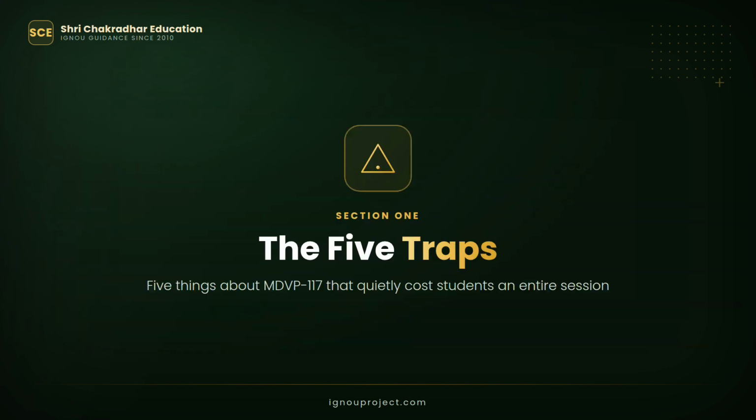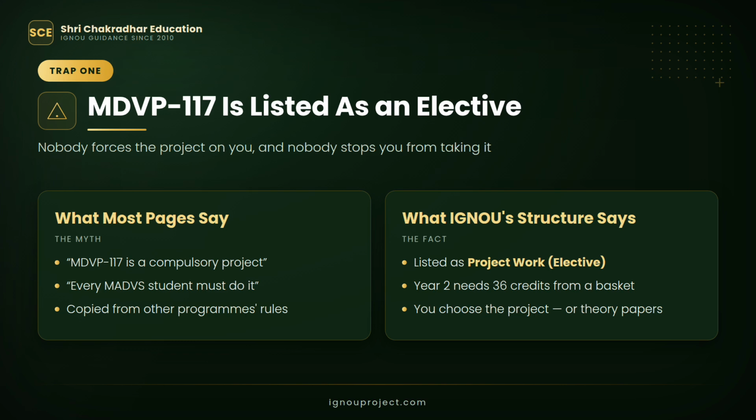Section 1. The 5 traps that quietly cost students a whole session. Trap number 1 is the biggest. Most pages tell you that MDVP-117 is compulsory. On IGNOU's own MADVS course structure, it is listed as Project Work, Elective. In second year, you need 36 credits, and you pick them from a basket of theory courses and this one project. Nobody forces the project on you, and nobody stops you from taking it.